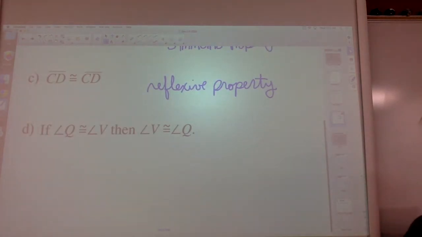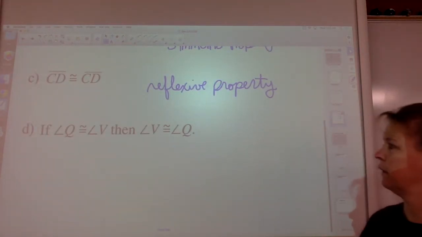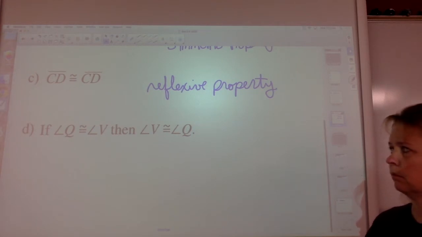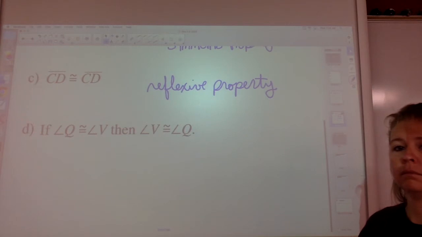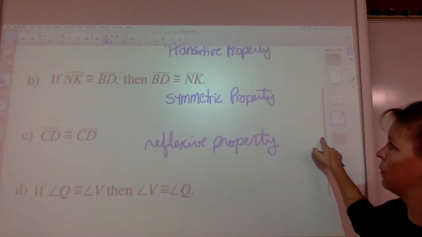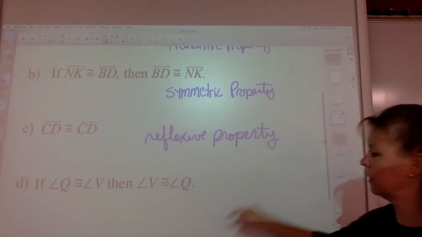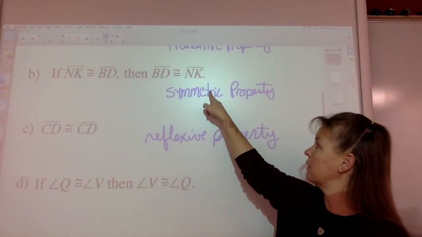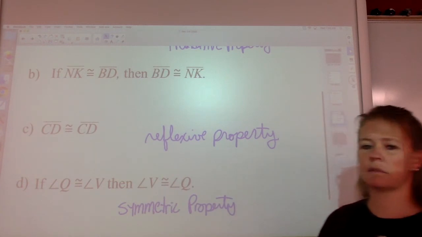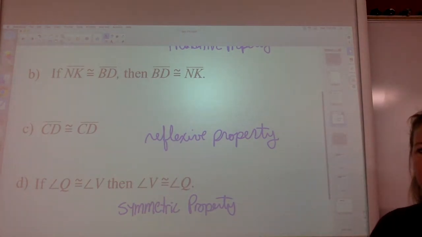The reflexive property. Anything is congruent to itself or anything is equal to itself. How about if angle Q is congruent to angle V, then angle V is congruent to angle Q. Yep, we've already used this one, but we used it in part B as congruent segments. This time we're using it with congruent angles. Doesn't matter, it still is the symmetric property.